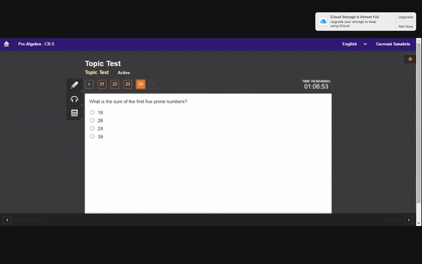So this one is just figuring out the first 5 prime numbers. And remember, one is not a prime number. And what does it mean by the sum? Like of the first 5? You figure out the first 5 prime numbers, and then sum means add them all together.